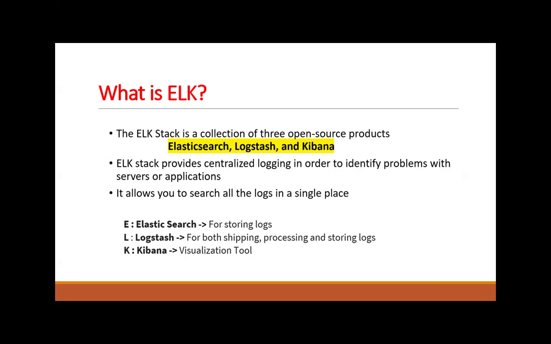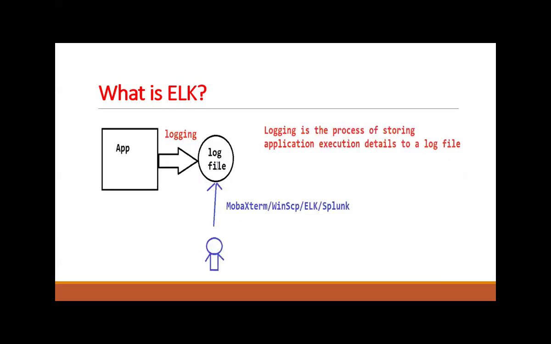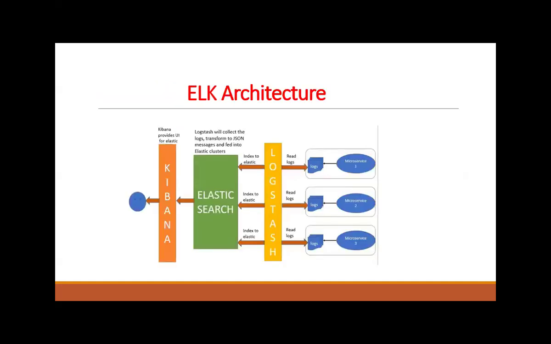Elasticsearch is for storing logs. Logstash is for collecting, processing, and storing the logs. Kibana is for visualization. So what is logging? Logging is the process of storing application execution details in a log file. So Elasticsearch, Logstash, Kibana, then logs.